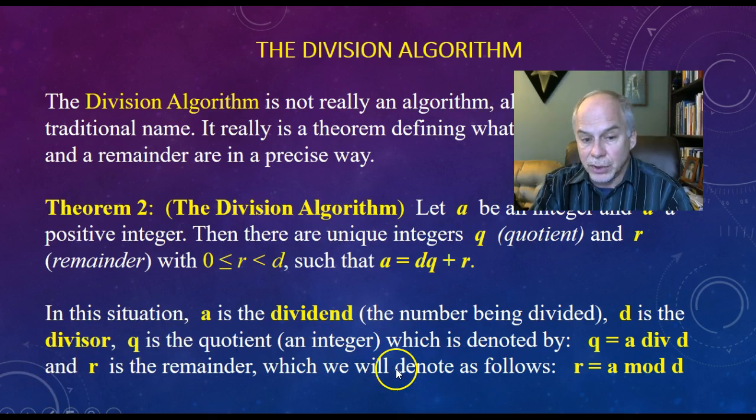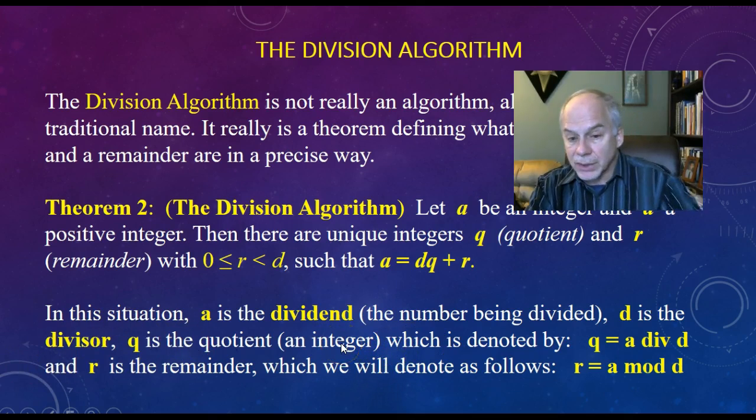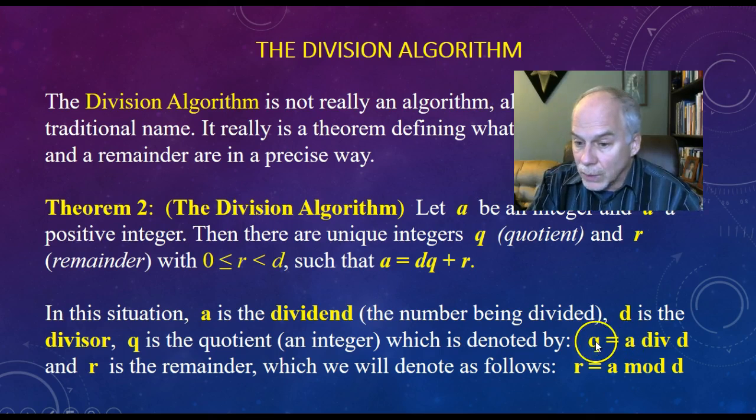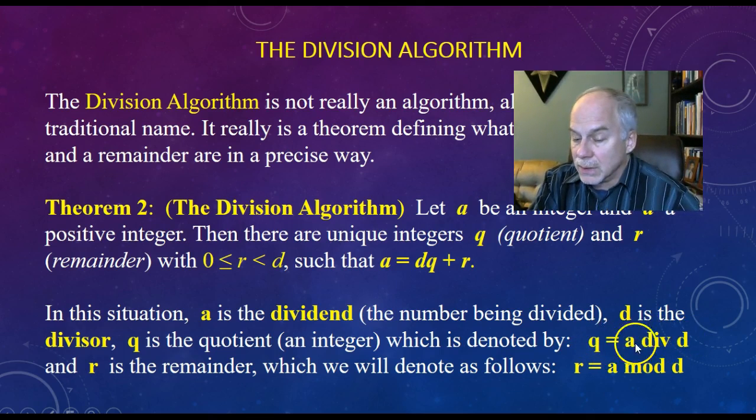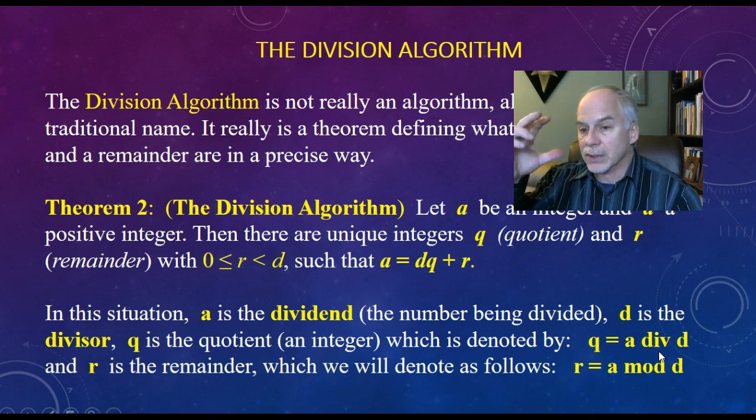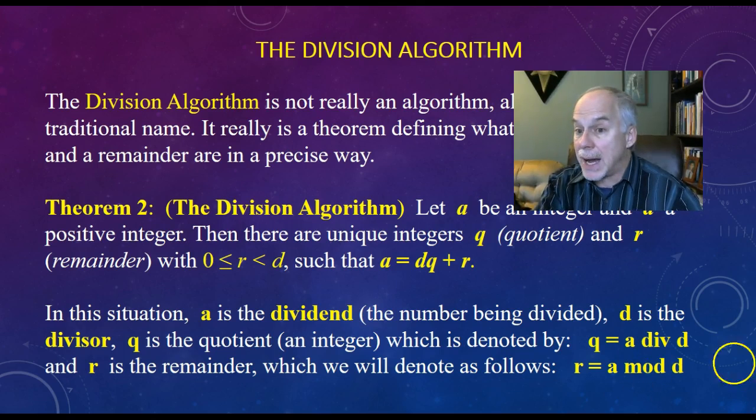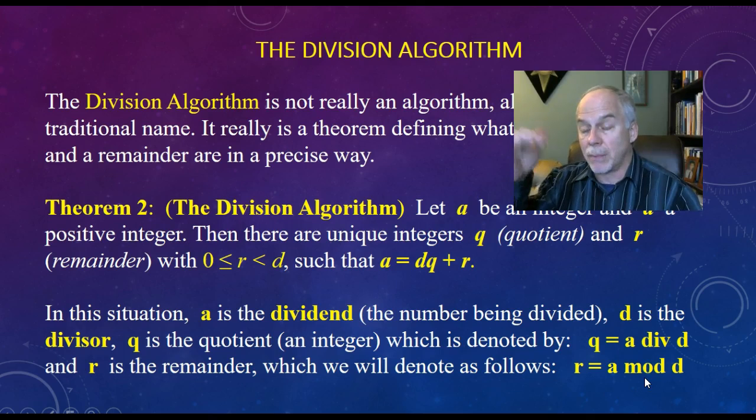D is the divisor. Q is the quotient, which has to be an integer. And we have this notation for how to find the quotient. Now, this comes from computer languages. Q equals A div D, but it only yields the quotient. It doesn't give the remainder in that case. The remainder is given using the mod command, because you know modular arithmetic, it's all about the remainder. We just looked at that.